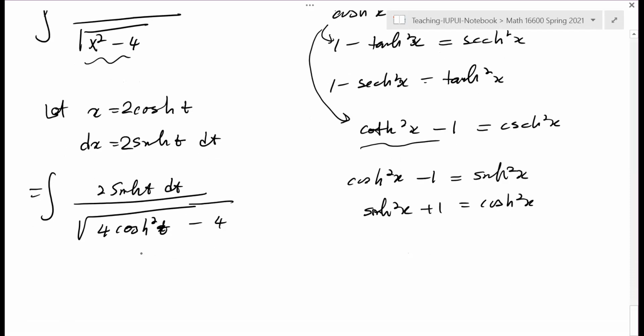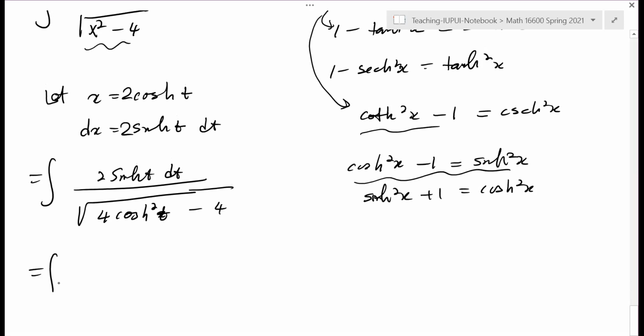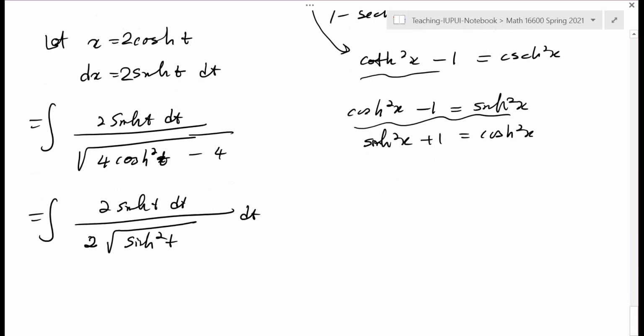So how can I simplify? Because this becomes hyperbolic sine. Let's take a 2 out, and then the square root of hyperbolic sine squared t, and dt. And then you remove the radical, and after simplifying, it's just equal to 1 times dt. So it's just t plus constant. Oh my God, right? So t plus constant. And what is t?